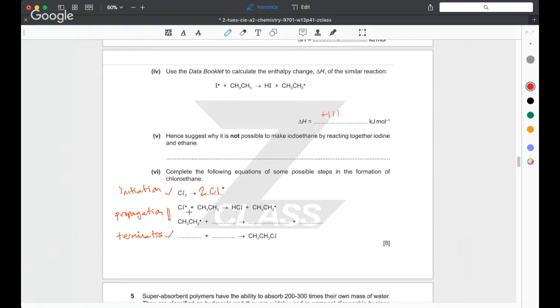And then that chlorine radical can then react, and you can see here that one of the hydrogen atoms has now formed hydrogen chloride, leaving this radical here. And so that radical can then go on to react with another chlorine molecule, and so we end up with the desired product.